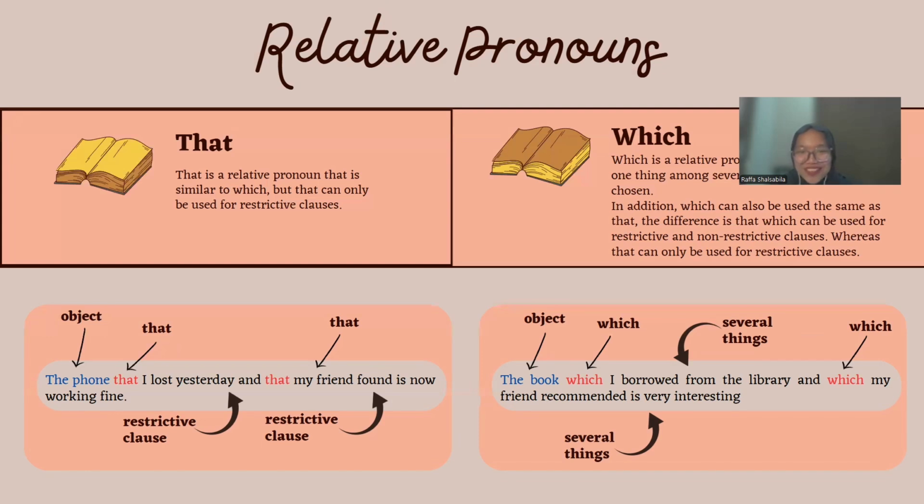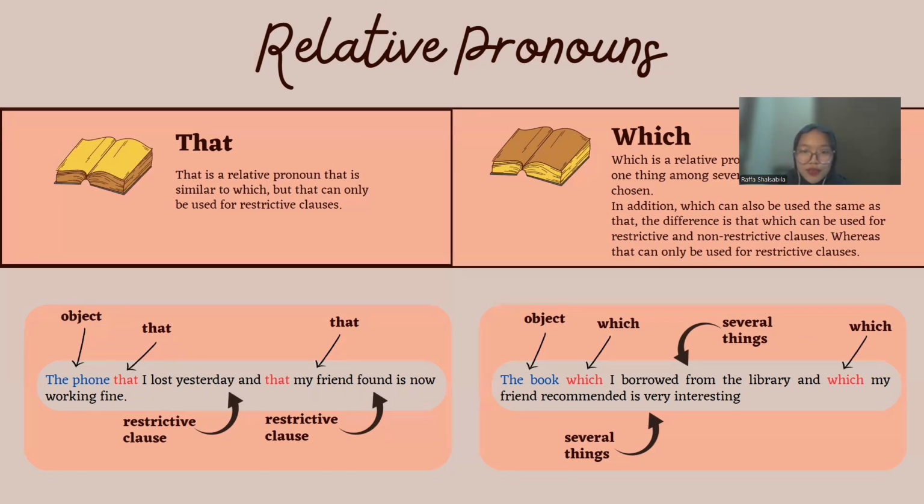Which. Which is a relative pronoun that is used to indicate one thing among several things that must be chosen. In addition, which can also be used the same as that. The difference is that which can be used for restrictive and non-restrictive clauses, whereas that can only be used for restrictive clauses. For example, the book which I borrowed from the library and which my friend recommended is very interesting. The one main noun is the book.